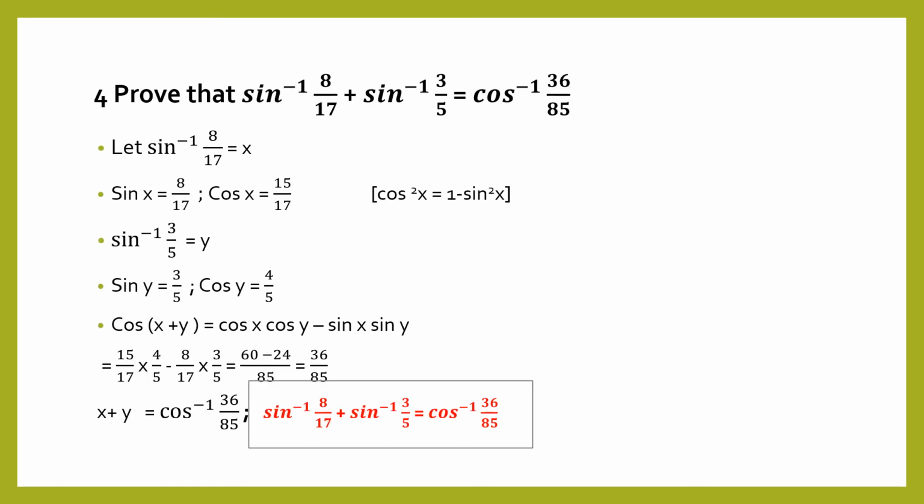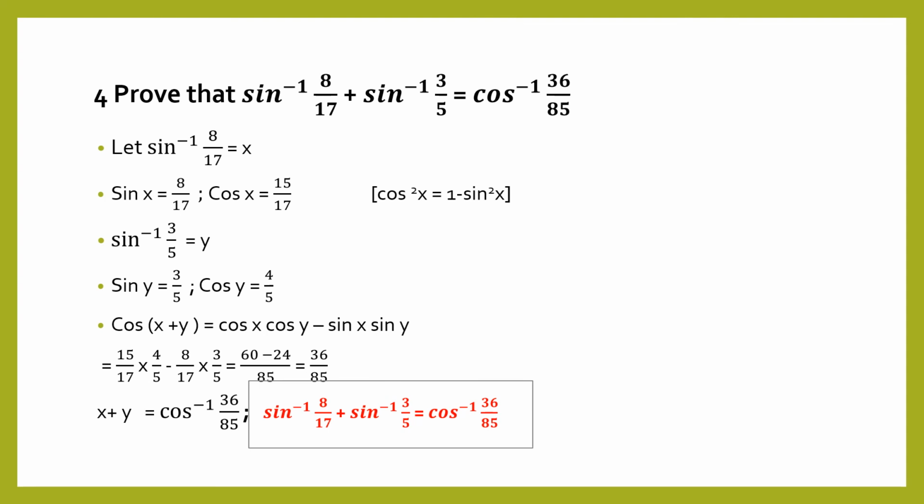Here comes the fourth question. Prove that sine inverse 8 by 17 plus sine inverse 3 by 5 equal to cos inverse 36 by 85. So we'll take sine inverse 8 by 17 as x. So sine x will be equal to 8 by 17. And using the trigonometric identity, we can easily find the value of cos x, because cos x is equal to root of 1 minus sine square x. And upon simplification, we will get cos x as 15 by 17.